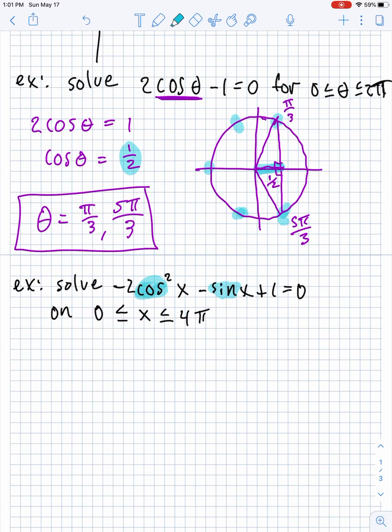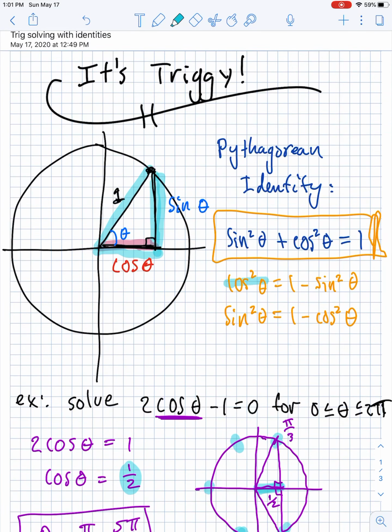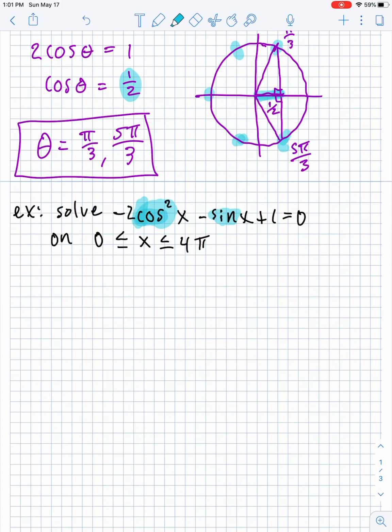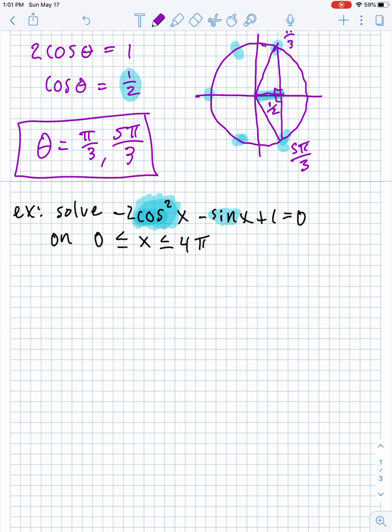The cosine squared, this guy right here, remember how I said that the Pythagorean identity can be rearranged? Look right here. Cosine squared of theta is the same thing as 1 minus sine squared theta. So what I can do is rewrite this guy as 1 minus sine squared theta, and then the entire problem is going to be in terms of sine. So that's going to be my first step. -2, 1 minus sine squared theta. Theta, x doesn't matter. I guess I'll use x. I'll stick with the problem. Sine squared x minus sine x plus 1 is equal to 0.